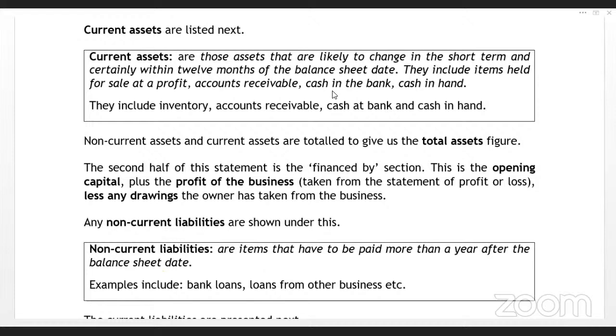Liabilities, those are debts or obligations that a person or a company owes to another party. Those are liabilities. Yeah, so those are the liabilities, the debts or obligations for the business.